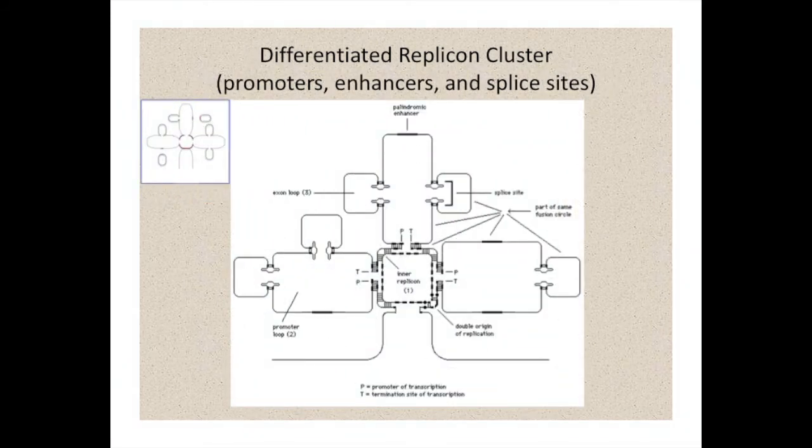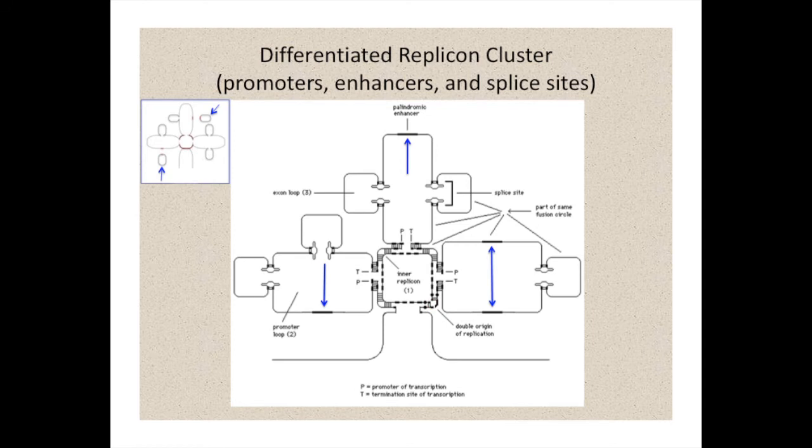Now a lot has happened here with this differentiated replicon cluster. You'll notice that the 3 primary slave replicons have fused with the master replicon, which has recreated itself so that it can generate a double origin of replication, which will be used to replicate that entire complex.